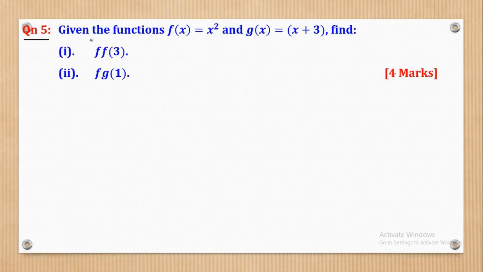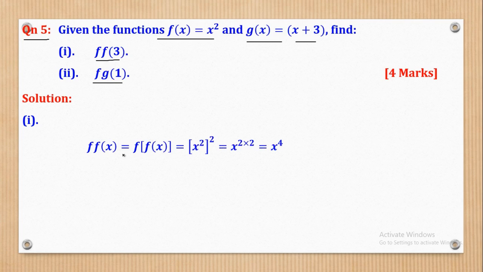Now we shall go to question 5, which says that given the functions f(x) equal to x squared and g(x) equal to x plus 3, find ff(3) and fg(1). So ff(3) means that you substitute f(x) into f(x). So f(x) was this x squared, so when I substitute f(x) into f(x), it means that where there is x, I'm going to put there the x squared. So this is what happens. Where there was x, I'll put the x squared to come out, and this square is this.